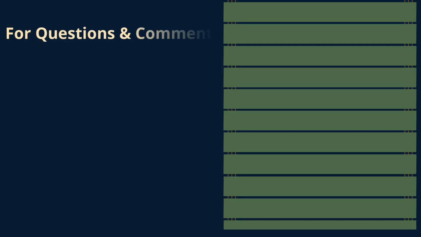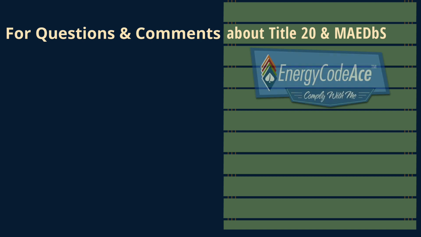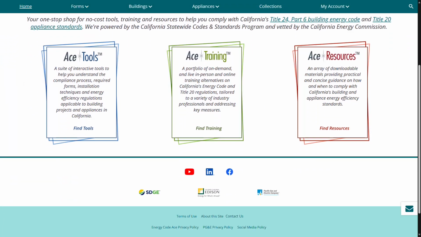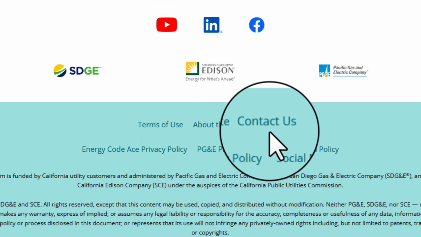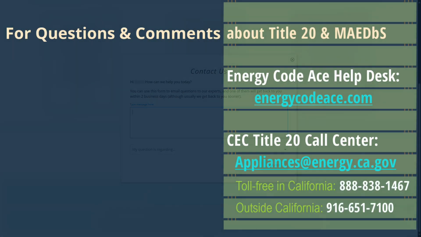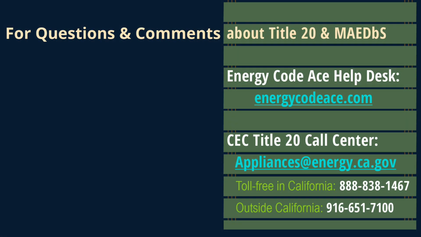If you have questions and comments about the Title 20 technical requirements or compliance process, you can contact us at energycodeace.com by clicking the Contact Us link at the bottom of the page. You'll need to be signed in to Energy Code ACE to access the request form, or reach out to the CEC by emailing or phoning their Title 20 call center.